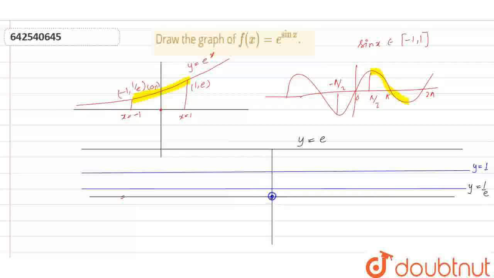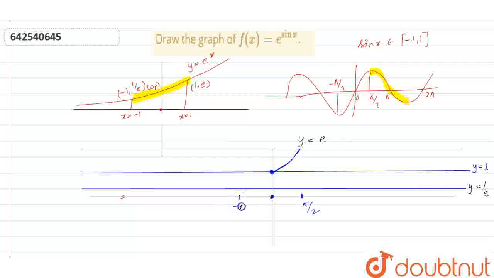Now, if sin x is equal to 0, we'll get 1. So at this point, we'll get this value. Now, from 0 to pi by 2, what are we getting? e to the power x is increasing, and sin x is increasing from 0 to 1. So this graph is going to be somewhat like this till pi by 2. This is the graph till here.